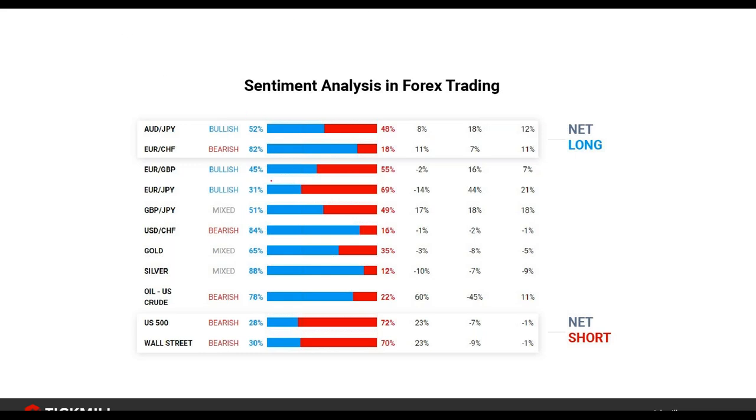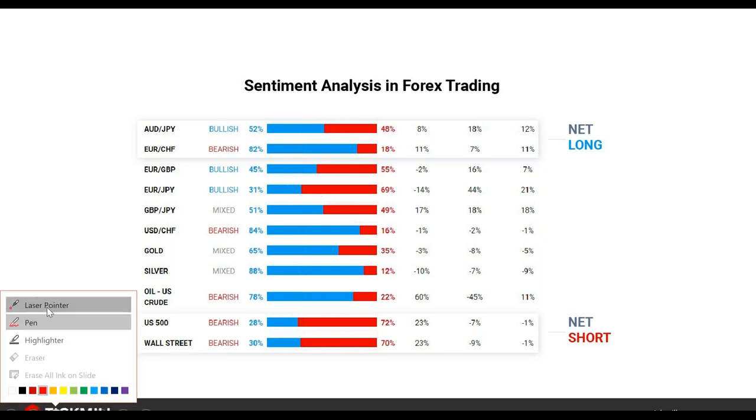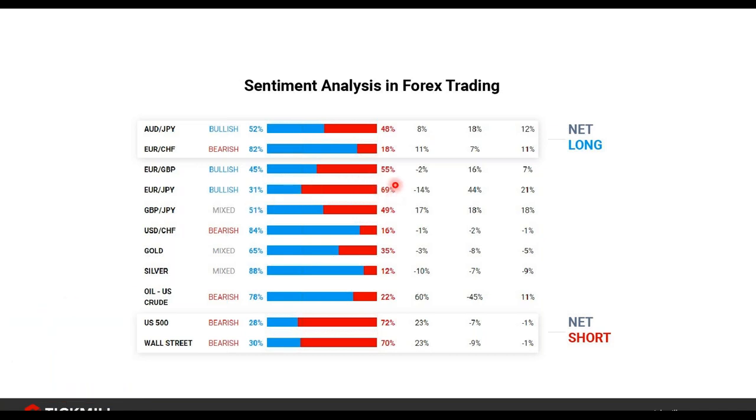Kasi minsan, if say for example, okay, dito, EURJPY, you are seeing na a lot of people are actually sell. So 69%. So should I sell na rin? Of course, that's the sentiment, but possible din na okay, marami nang naka-sell, possible na bumagsak na rin siya. So you still have to again check the support and resistance of the chart.